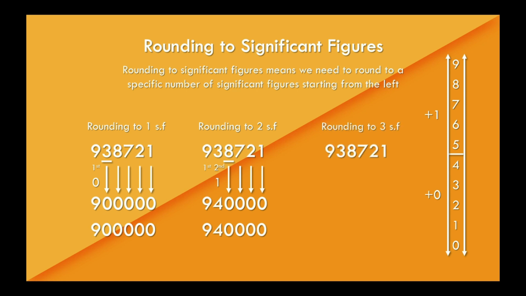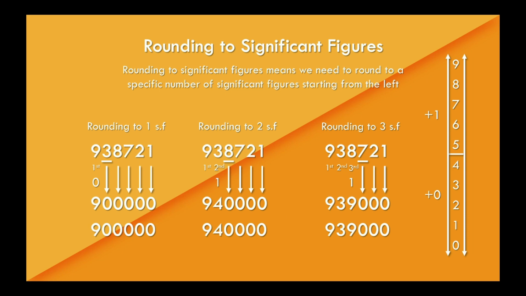Doing this to 3 significant figures, we look at 9, 3, and 8. So we check the 7 because it's immediately to the right of the third significant figure. 7 rounds up, so 7 and all its compatriots to the right become 0. 8 takes a plus 1. So we have a final answer of 939,000.